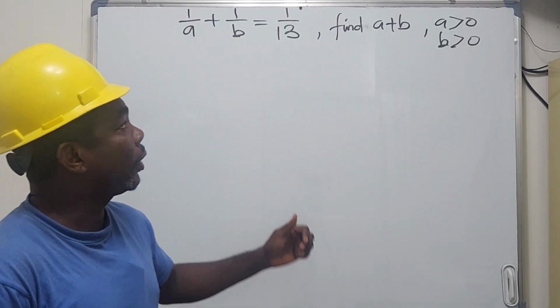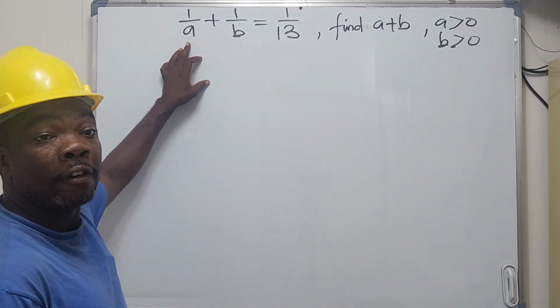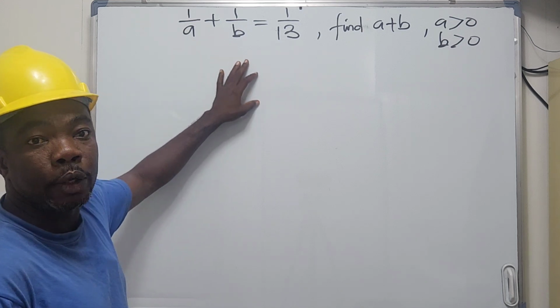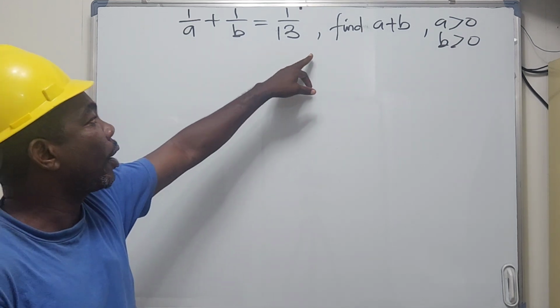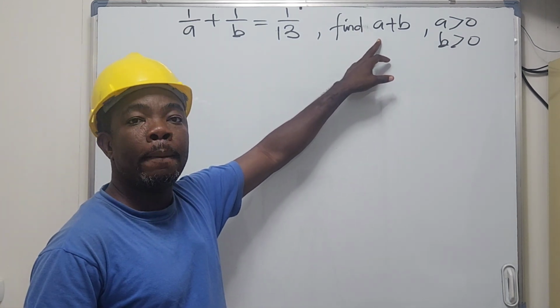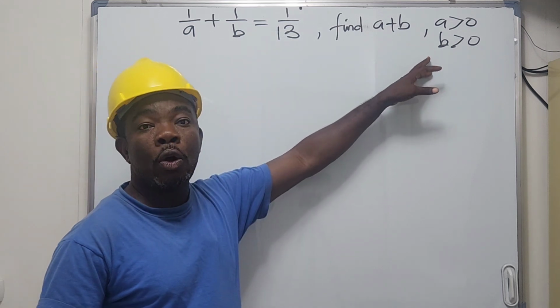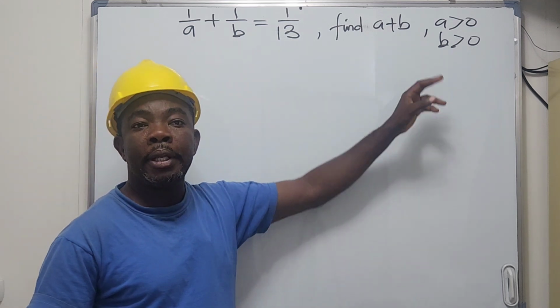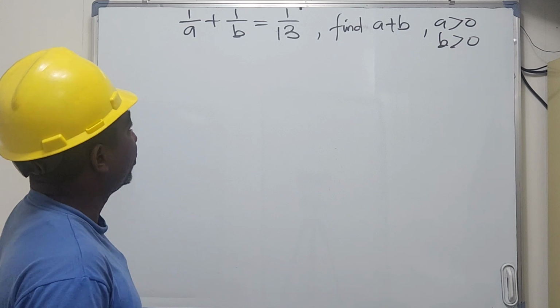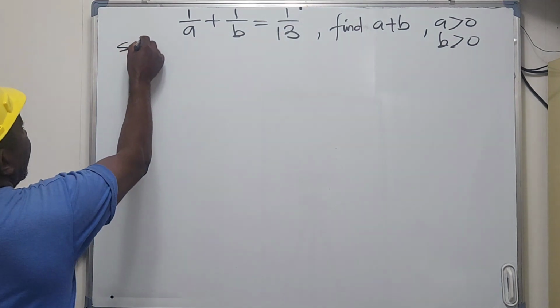For today, we're looking at this question. It says 1 over a plus 1 over b equals 1 over 13. So we are going to find the value of a plus b, where a will always be greater than 0 and b always greater than 0. Therefore, we have a solution.